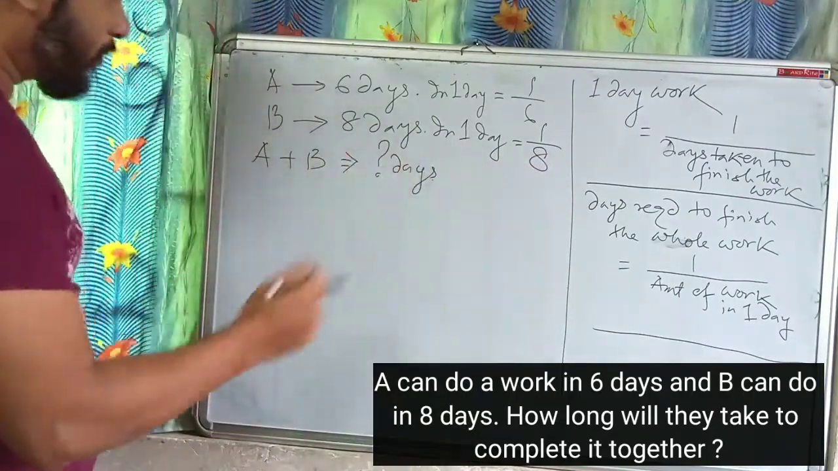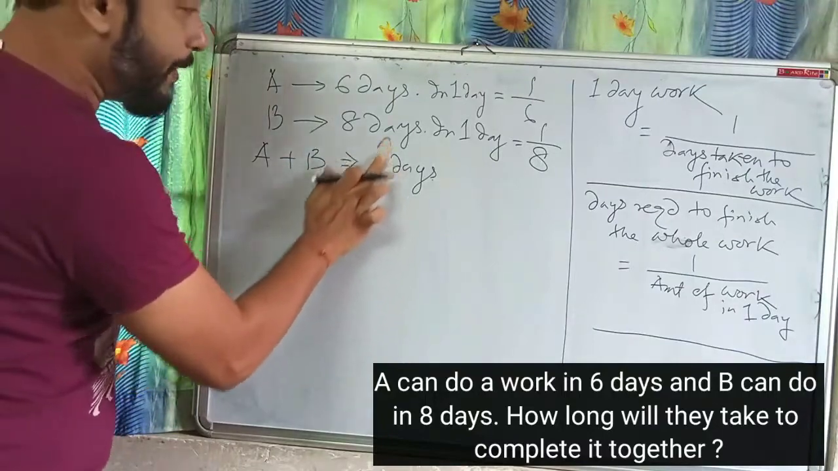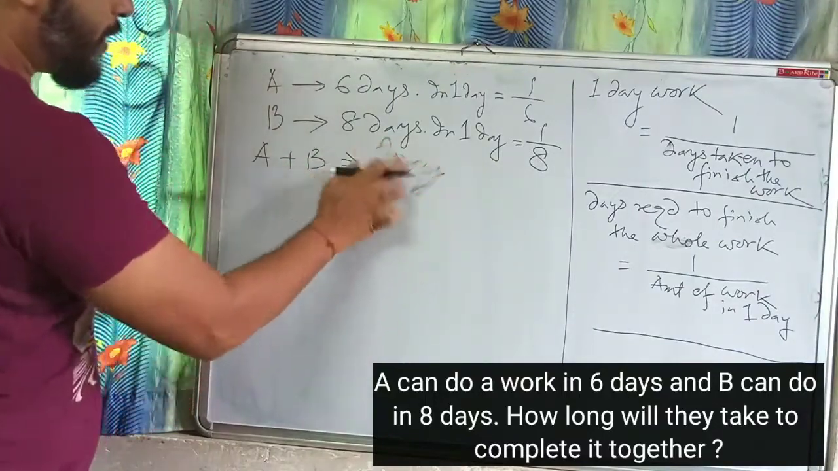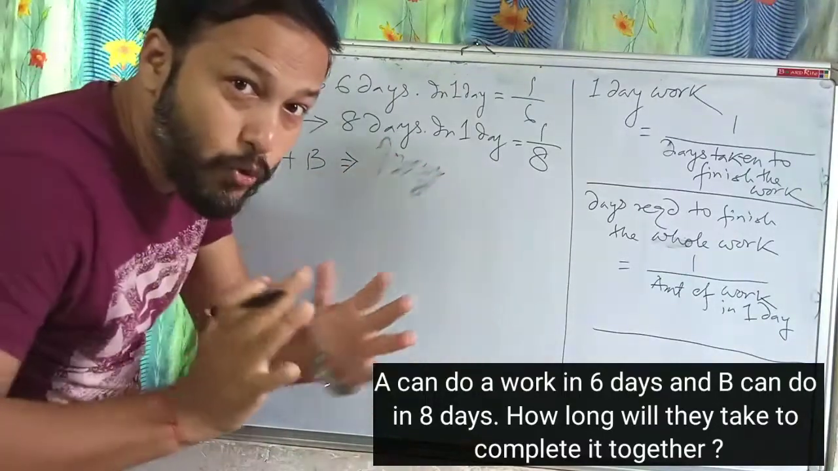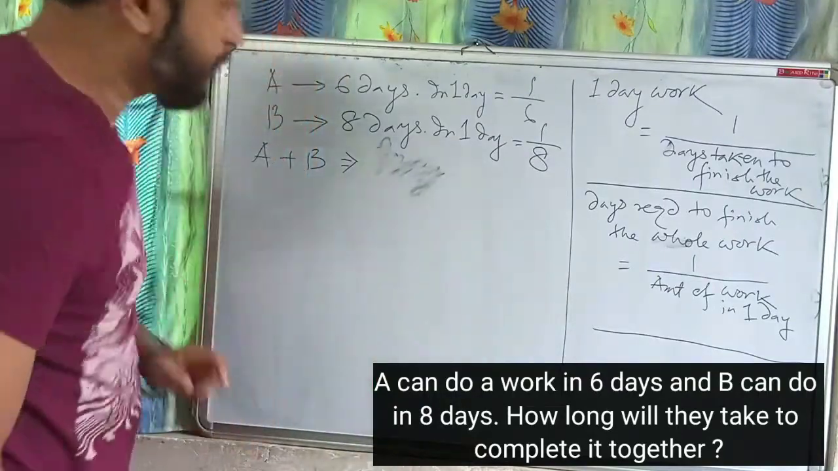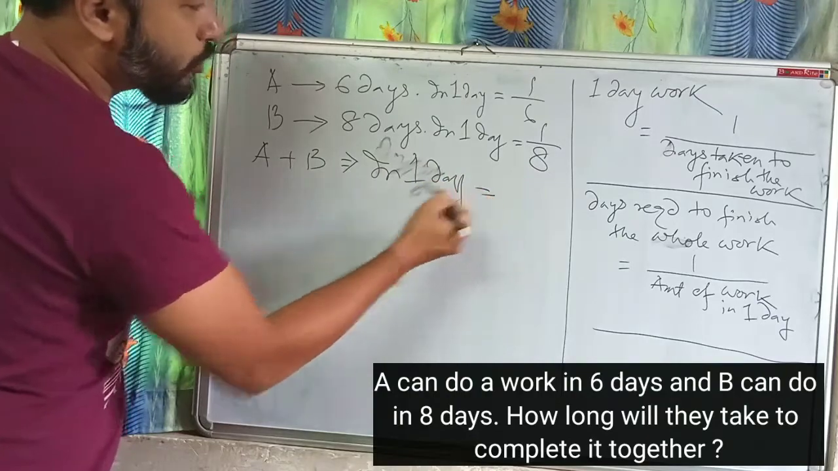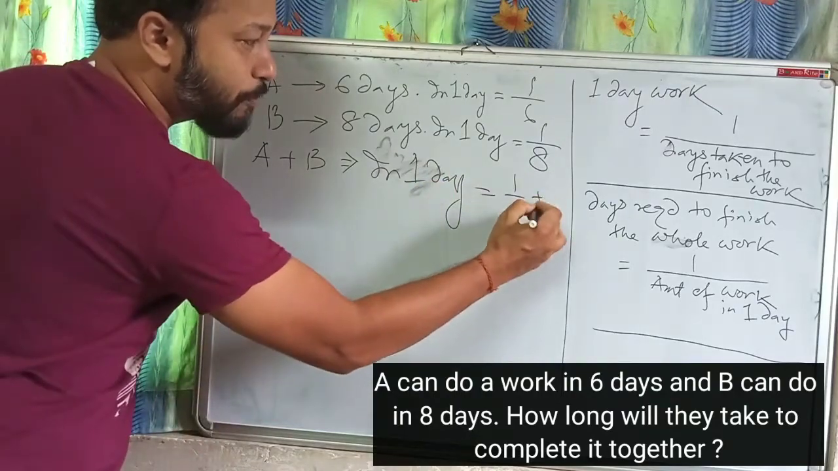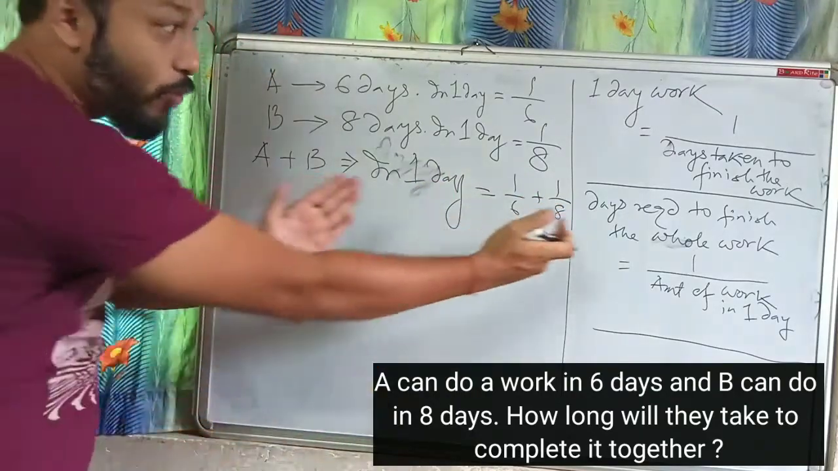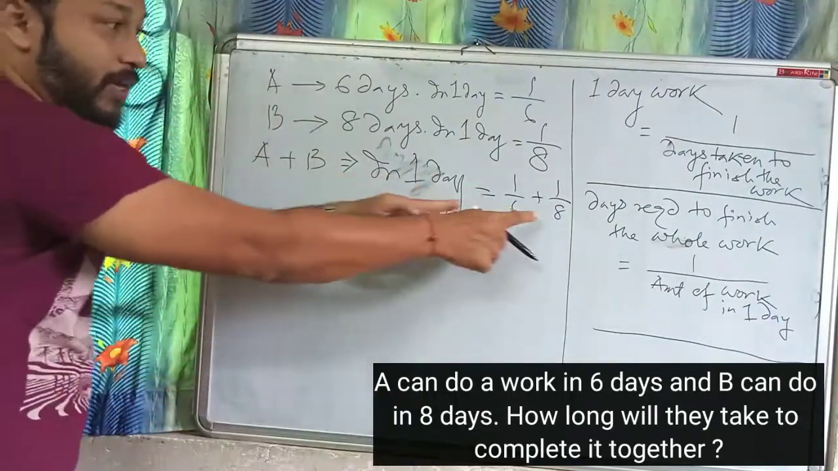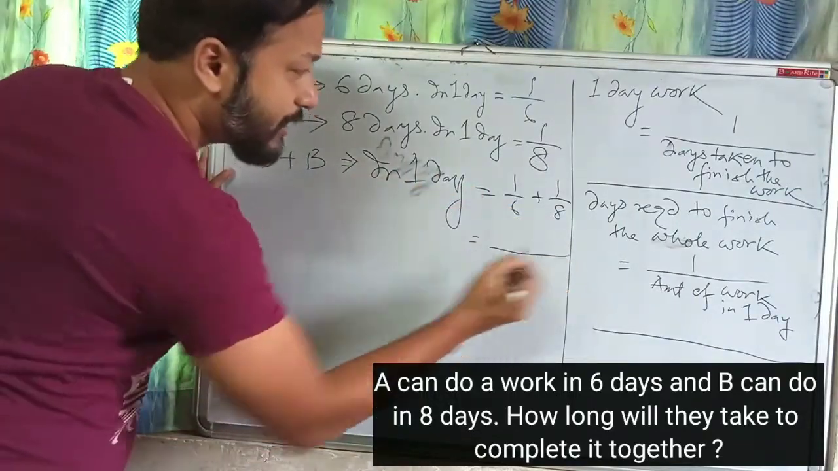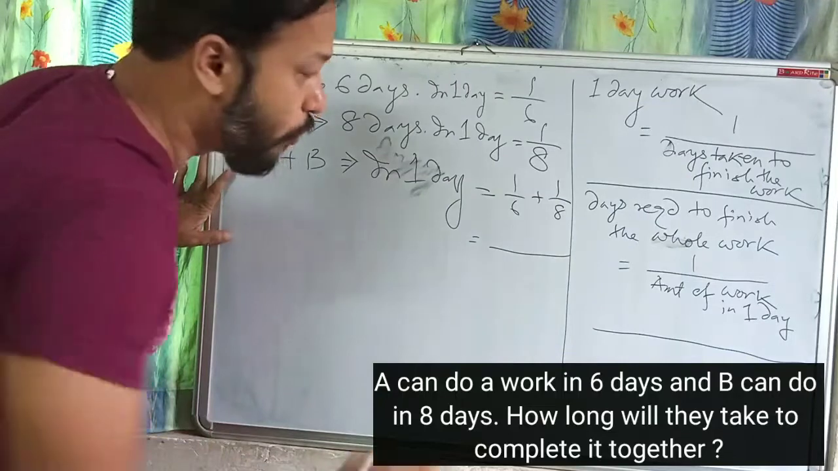So now A and B, when they are working together, in one day how much work will they finish? 1 by 6 plus 1 by 8, because they are working together now. So A plus B. What is the LCM of 6 and 8? 24.